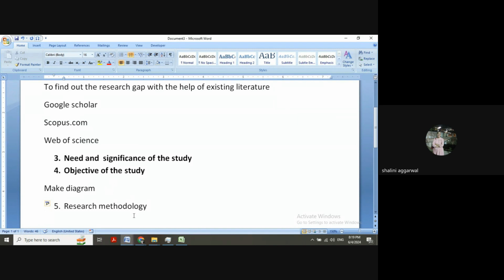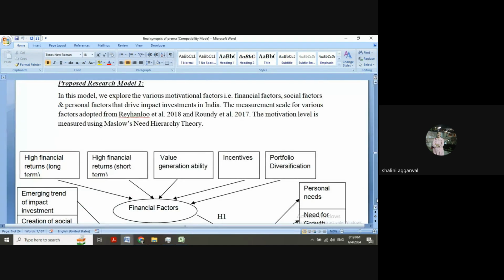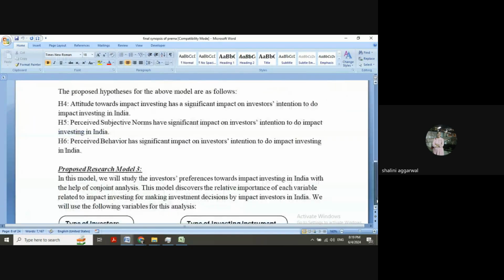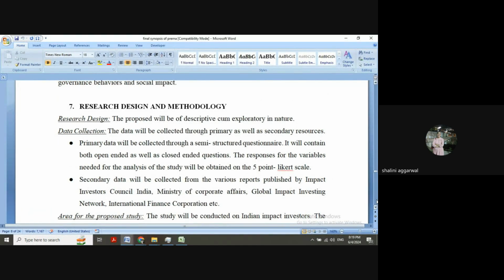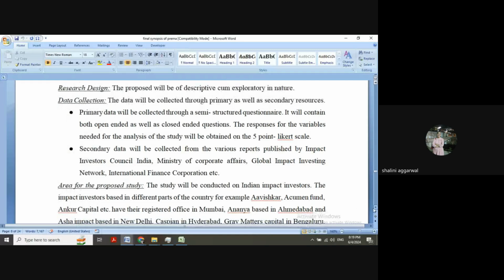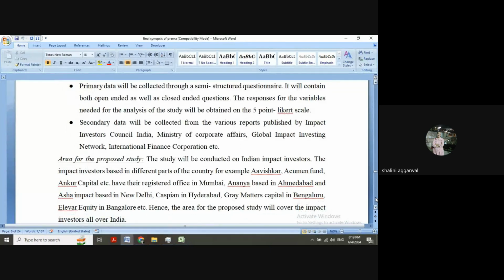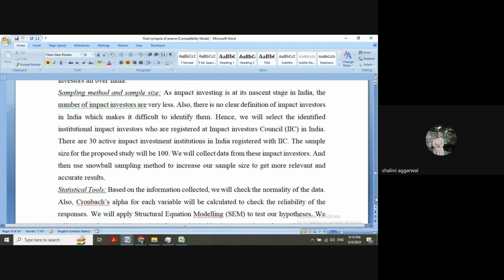Here you do not have to be very elaborate. You just have to mention what are the tools and techniques that you are going to use. Just let me show you this. Look at this. The proposed study will be descriptive cum exploratory in nature. The data will be collected from primary as well as secondary sources. And let me tell you what I'm trying to tell you. Sampling method, statistical tool.